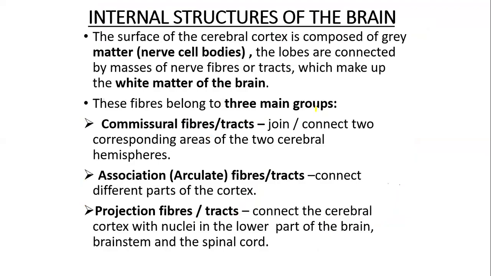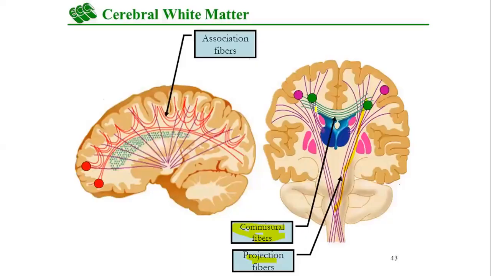Then we have the association, which are arcuate fibers or tracts that connect different parts of the cortex. So as you can see here, this one is a cortex, this one is a cortex, this one is a cortex, this one is a cortex. So the communication between these cortexes is called association, and is carried by association fibers. Then the outer part, which looks brown, is the gray matter. So it is that simple.